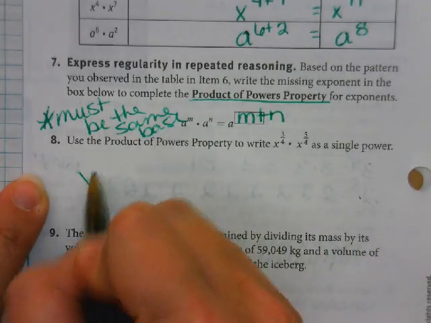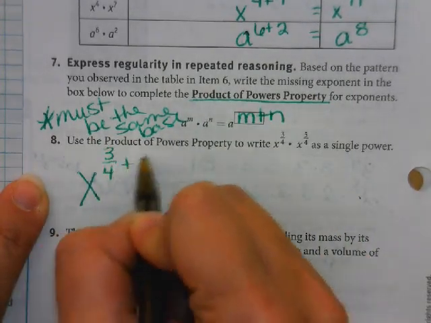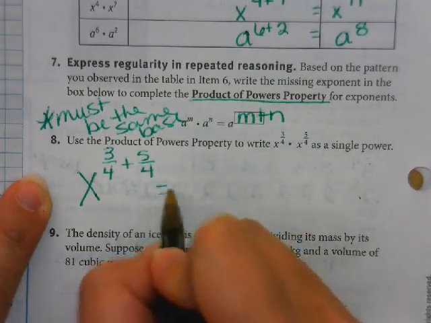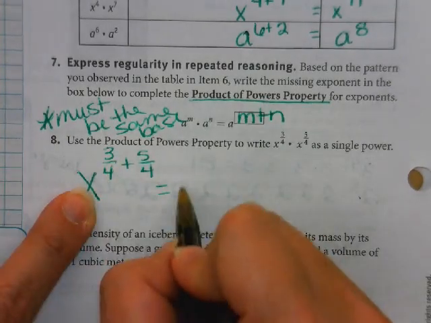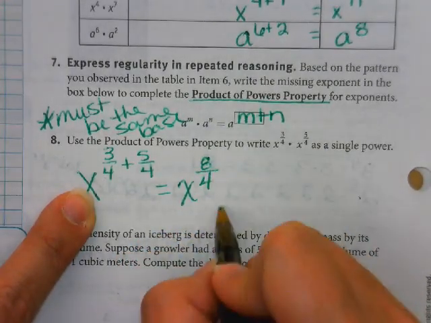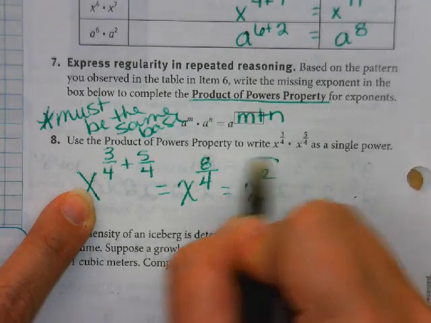So I have x to the 3/4 plus 5/4. We know from 6th grade that in order to add fractions, you have to have a common denominator, which we do. So 5 plus 3 is 8. Keep the denominator, and I know that 8 over 4 is 2.